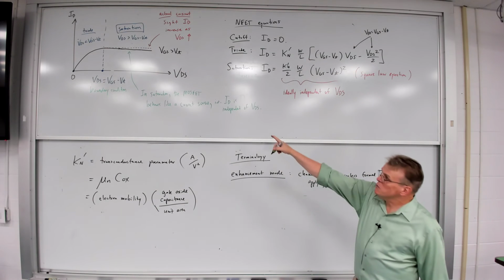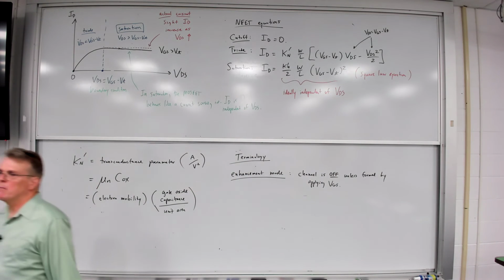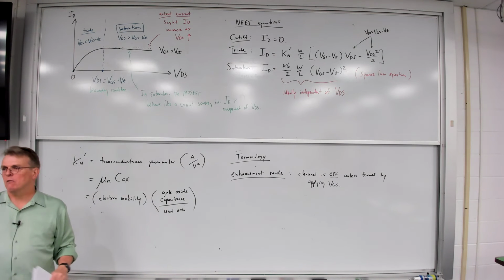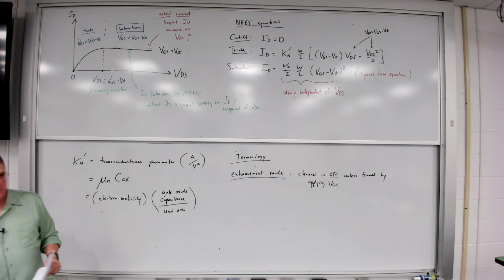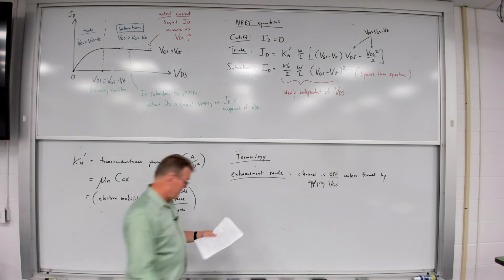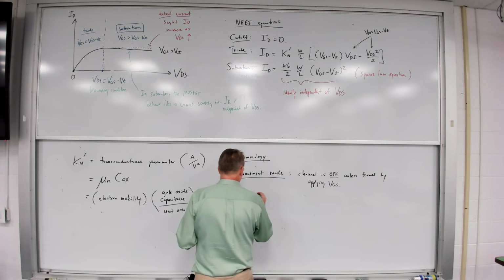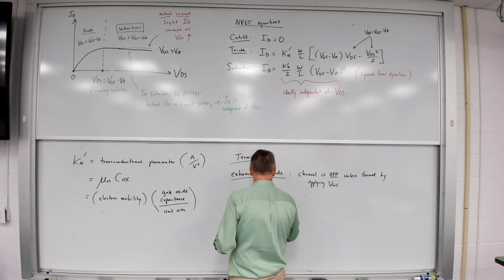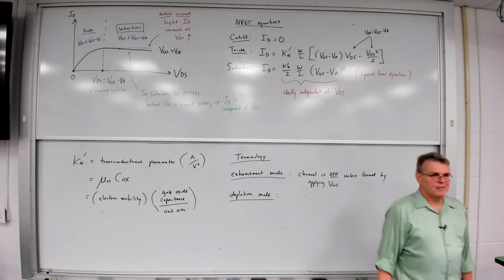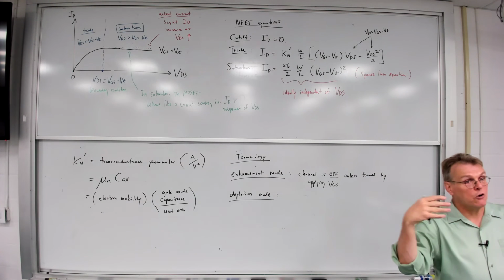So what I just showed you, when I drew all these diagrams, was an enhancement mode NFET, one where there was no channel until I made the channel form by applying VGS. But it turns out there's an entirely different class of MOSFETs called depletion mode MOSFETs. And guess how depletion mode works? By default, there is a channel unless you force it to turn off.